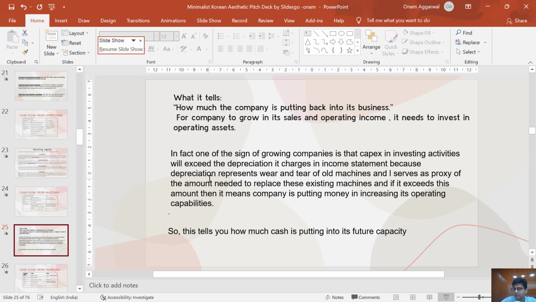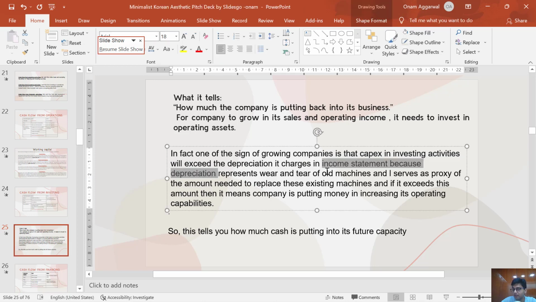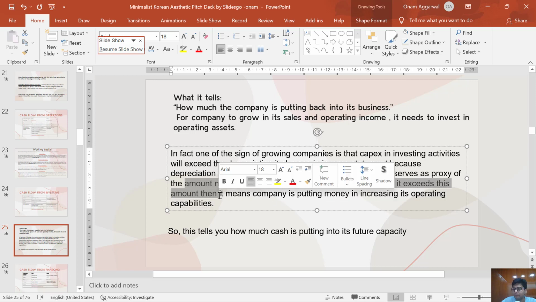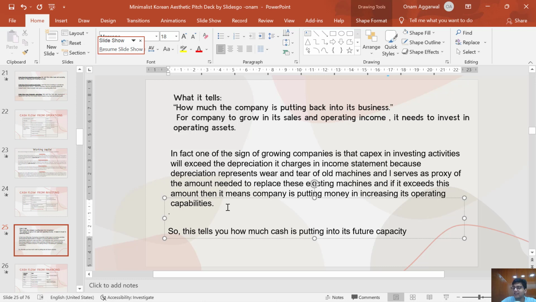Since depreciation represents the wear and tear of old machines, of property, plant and equipment, it effectively serves as a proxy of the amount needed to replace these existing machines. And if the capex exceeds this amount, then it means the company is putting money into increasing its operating capabilities. So this tells you how much cash is being put into the future capacity of the business.